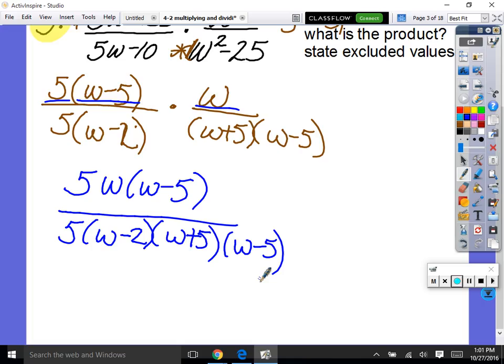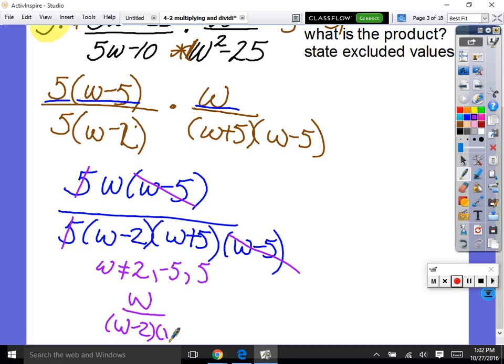Okay, awesome. So in the instructions, it doesn't say this, but I'm going to add it. Restrict the domain. State the excluded values. So that's when the bottom could equal 0. So let's do that first. W cannot equal for this piece what? 2. What about that? What about that? Okay, awesome. Now we can divide out exact factors. 5 over 5, 1 over 1. W, nothing. W minus 5, W minus 5. 1 over 1. So what's left? W on top, W minus 2, W plus 5.